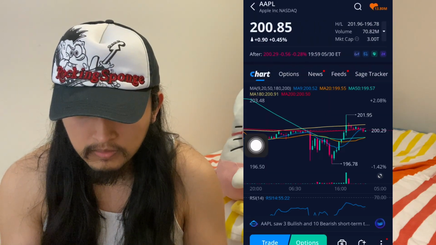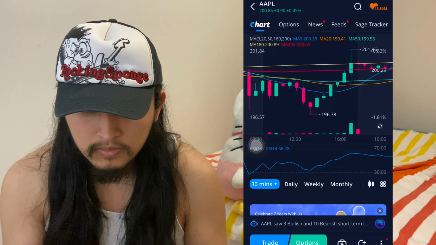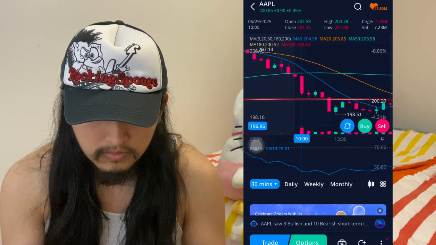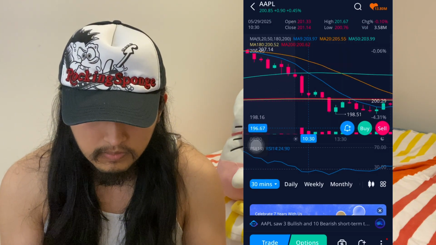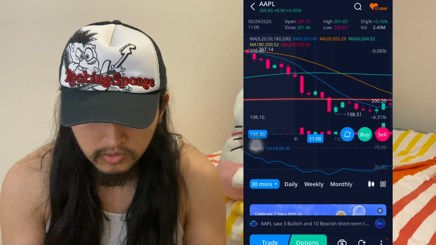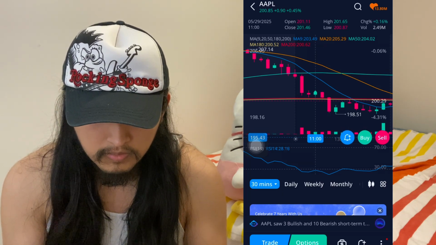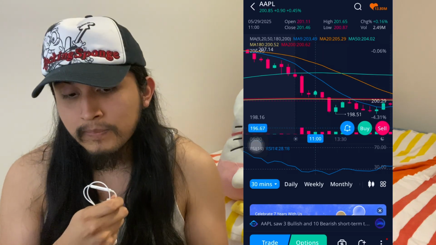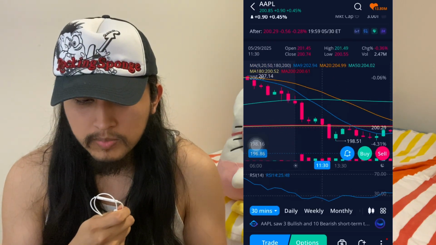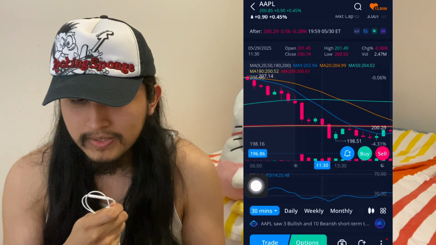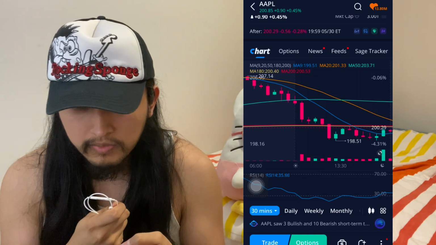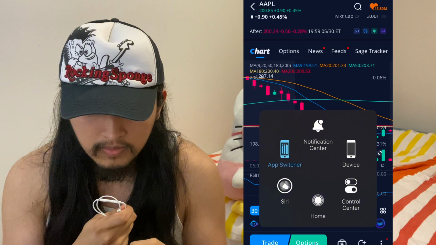11/26. Let's see, on the 30-minute time chart, on yesterday's chart, this candle right here. So basically what I did was I played Apple call options as soon as it landed on the 200-day moving average.